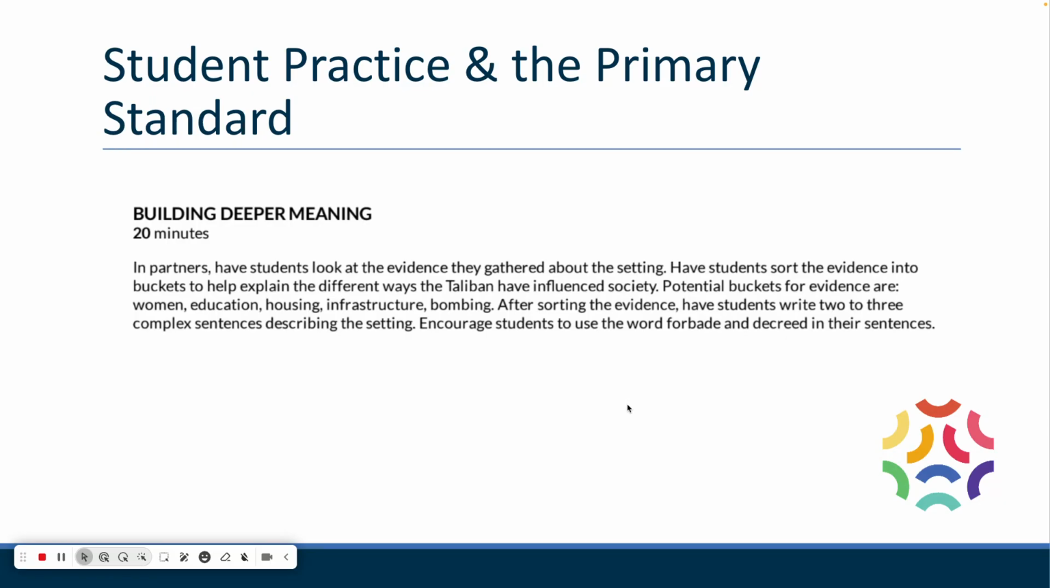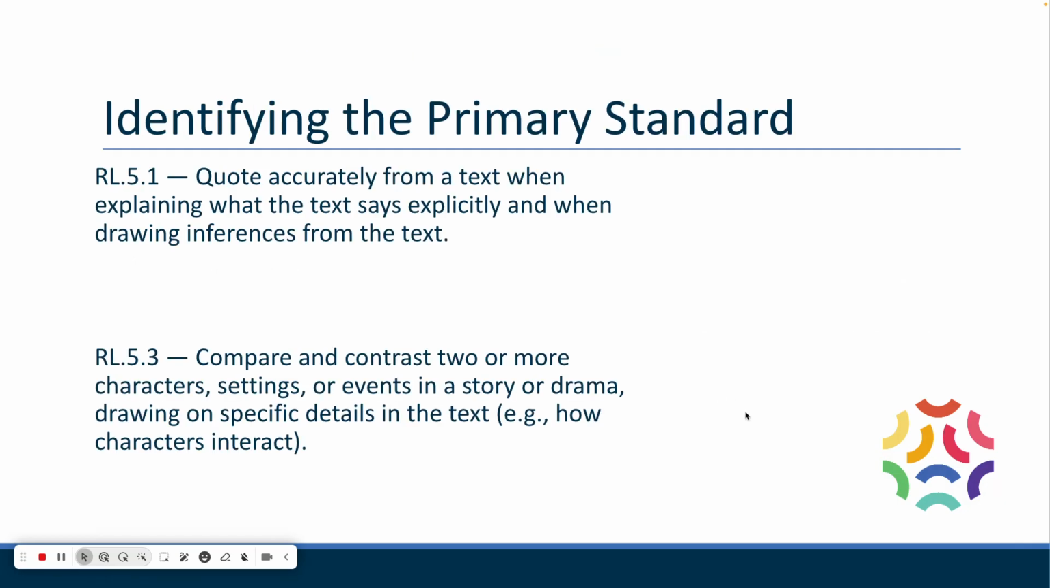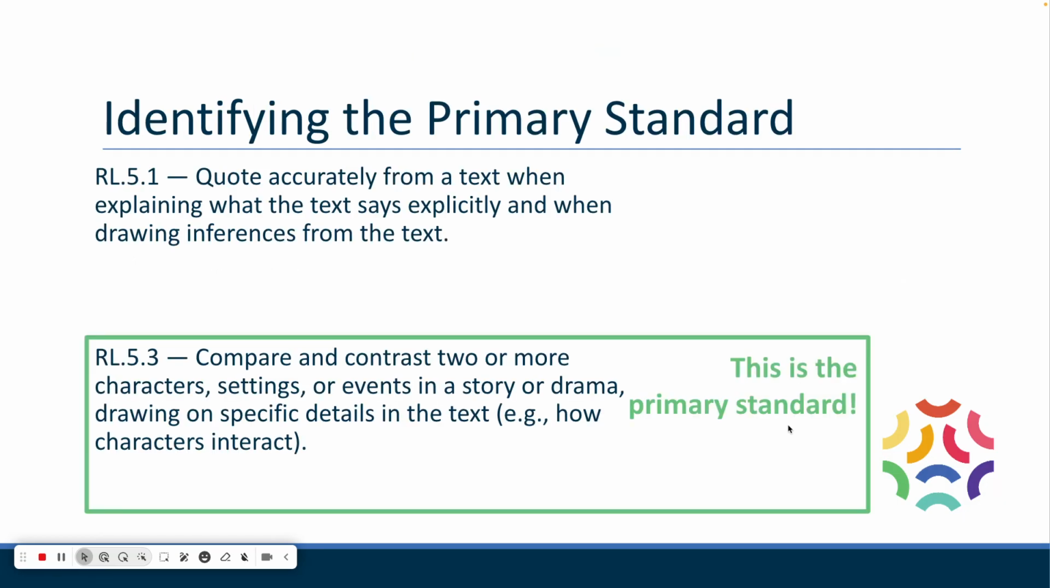Then, in the Building Deeper Meaning section, you can see that students are working with partners to identify and categorize evidence about the setting in order to write sentences to describe the setting. This tells me that the literary analysis skills students are focused on in the lesson has to do with analyzing the setting. So, we know that RL.5.3 is the primary standard because it is the only one of the two that mentions or talks about setting at all.